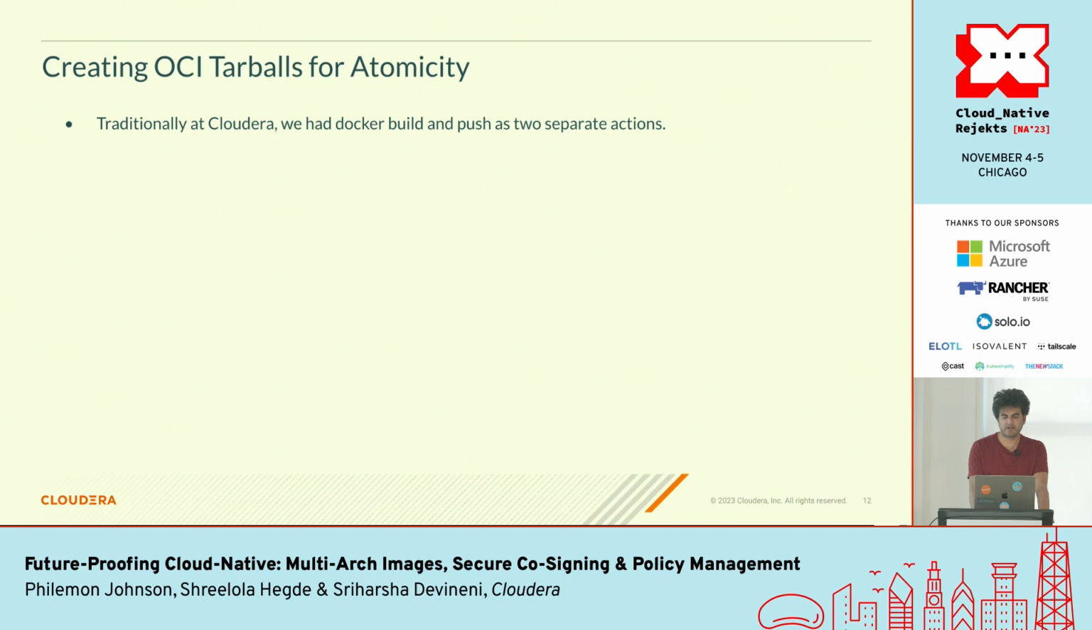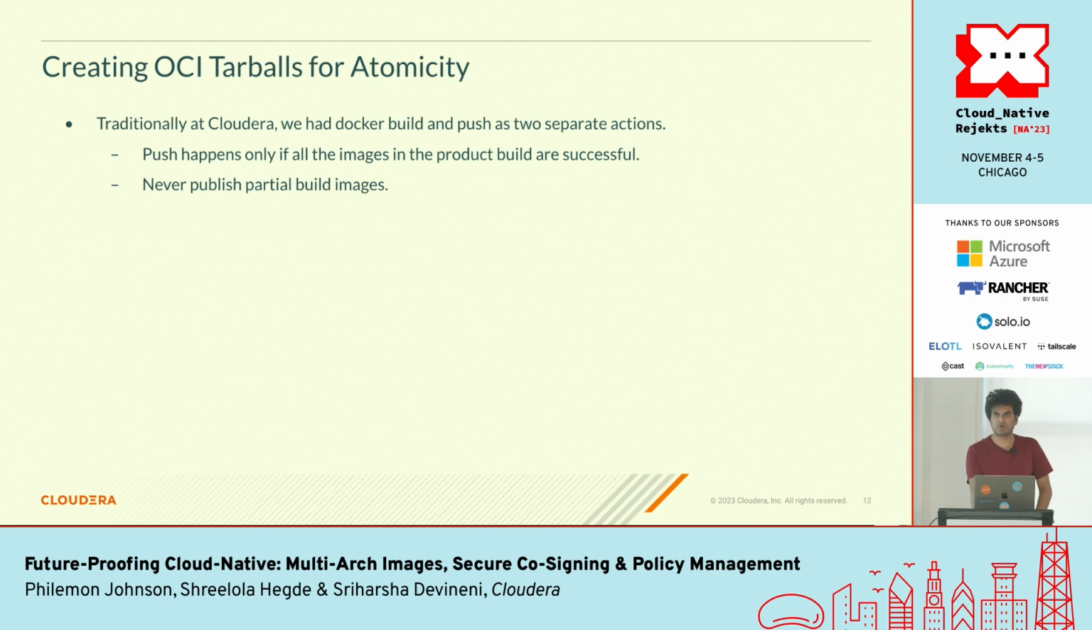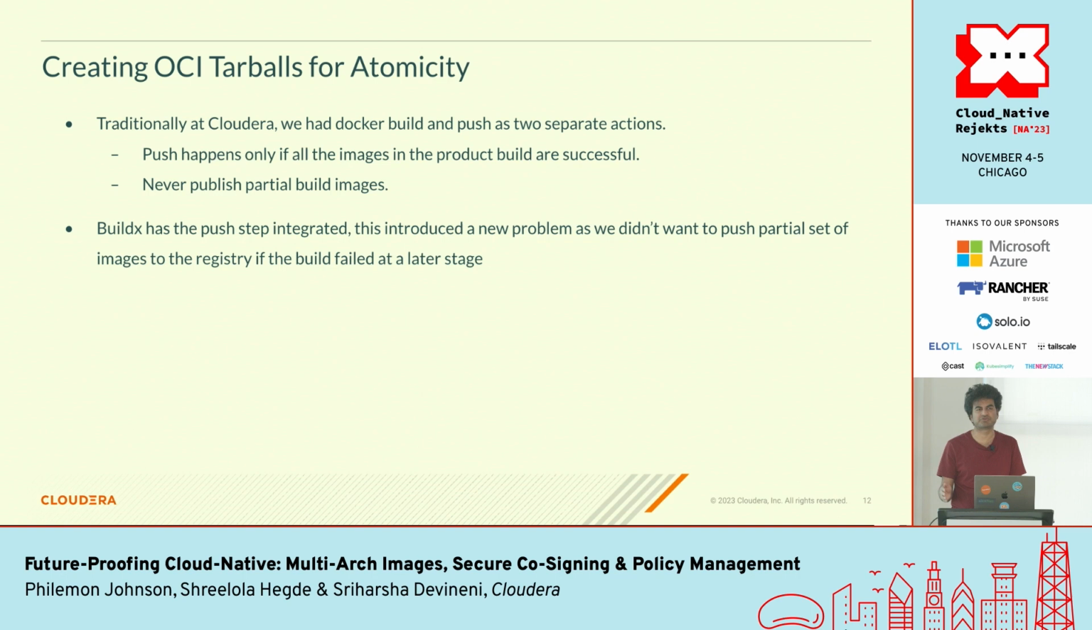So for that, we treated build and push as two different sections and actions. Build happens within the build step, whereas push is a wrapper, a section in the build framework that takes all the images that are built and pushes them to the registry. So that was with the x86 model, with a single platform. Now with multi-arch, Docker BuildX by default publishes every image to the registry as it builds. And it breaks our fundamental approach of not pushing partially built images, right? So what did we do?